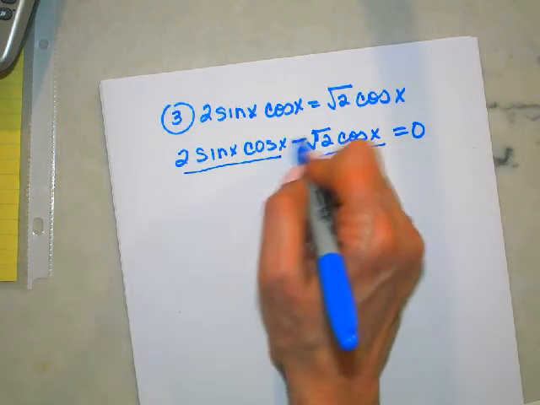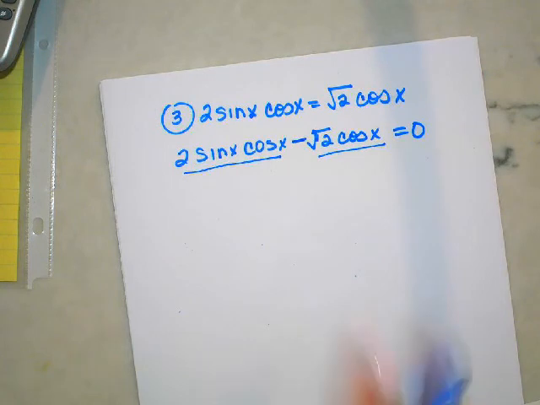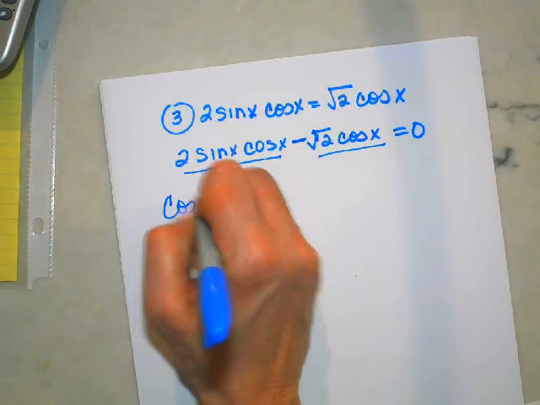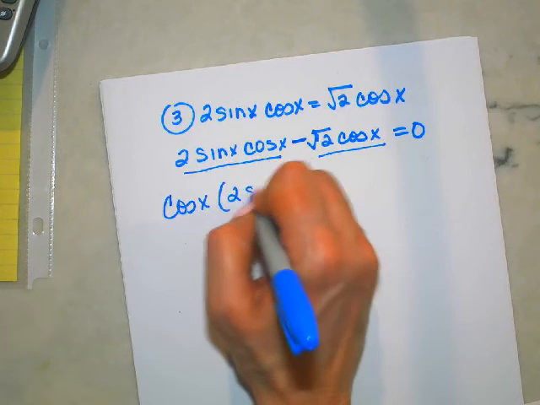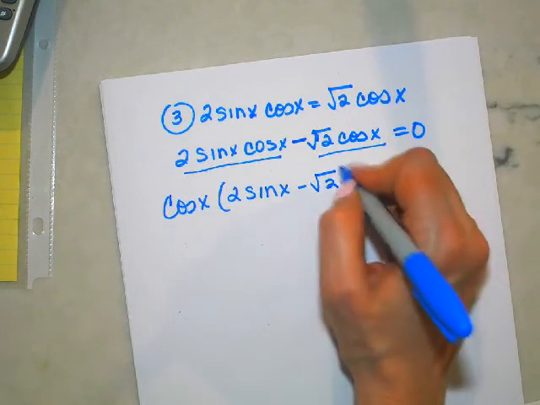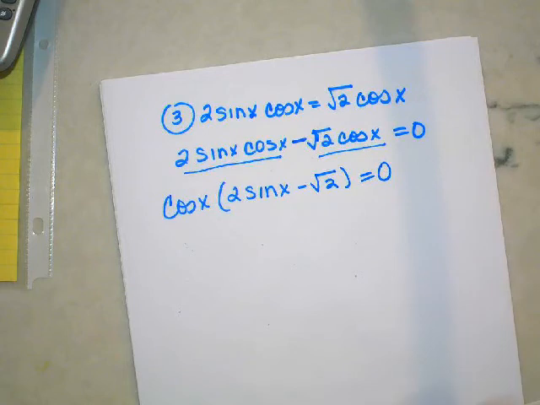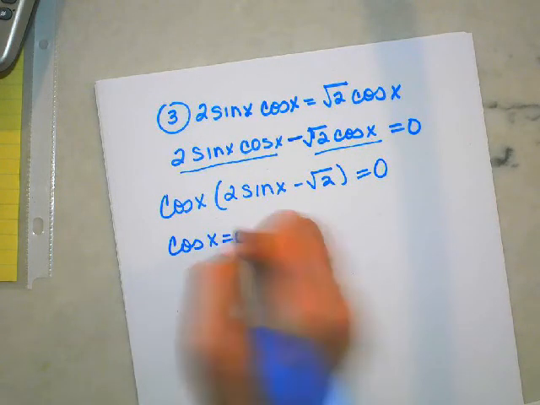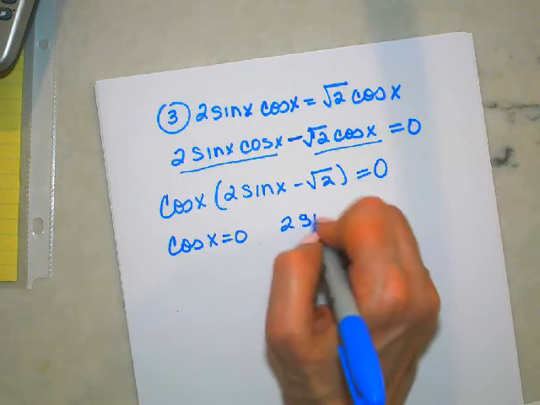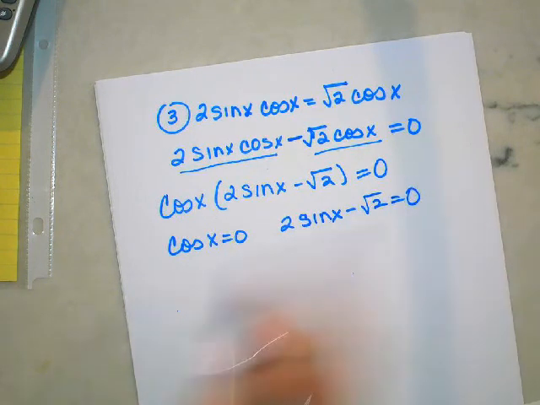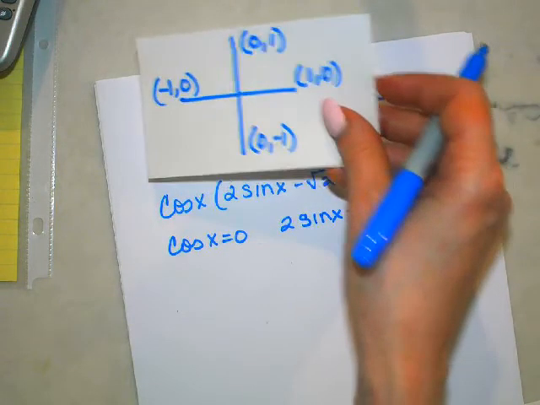Let's see, I have two terms here, this one and this one, because it's separated by this sign. What do they have in common? They both have a cosine. Let's factor it out. And let's set them both equal to 0. Okay, here I have a cosine of 0.